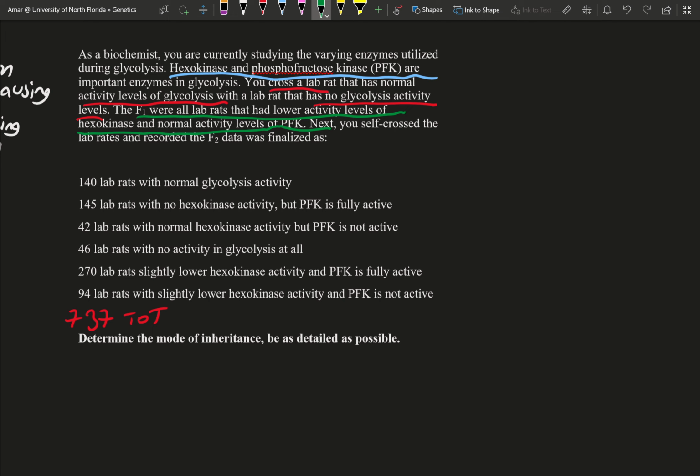Okay, so first of all, when this is referred to as normal glycolysis activity, that means both hexokinase and PFK are fully active. Okay, and then this one means the opposite, no activity for both.